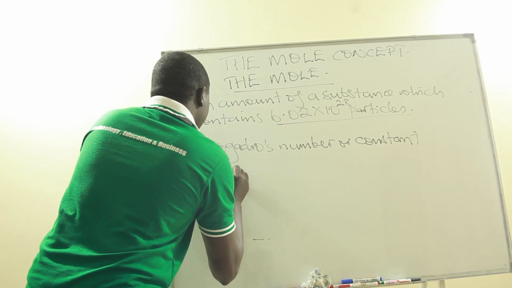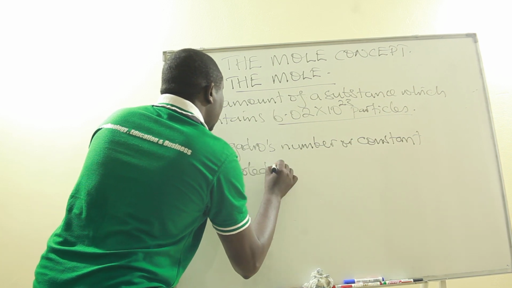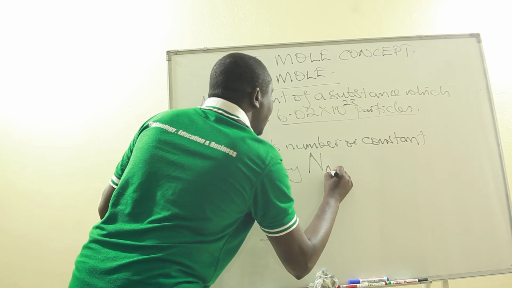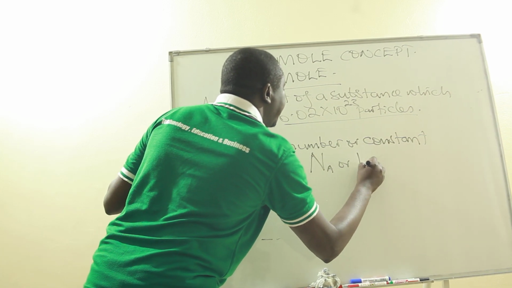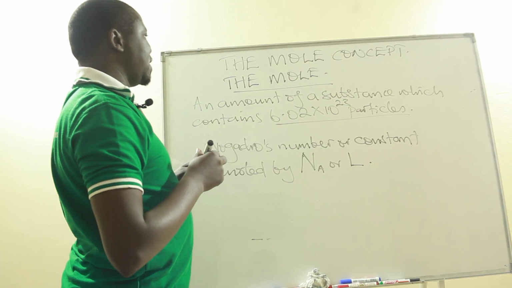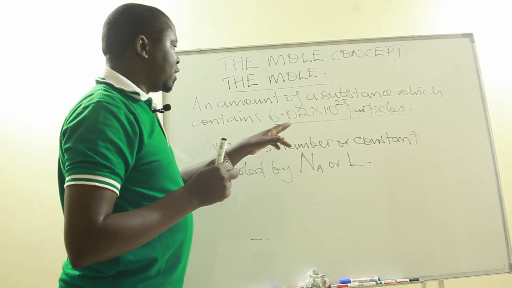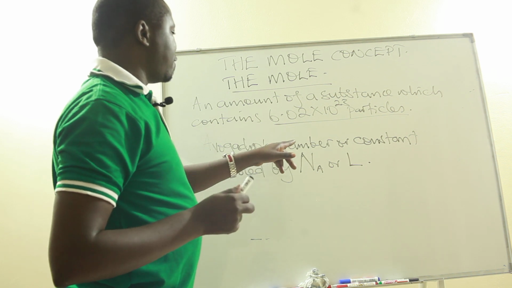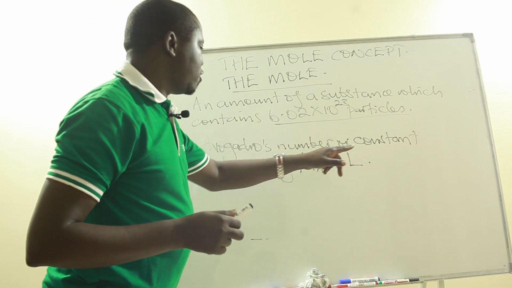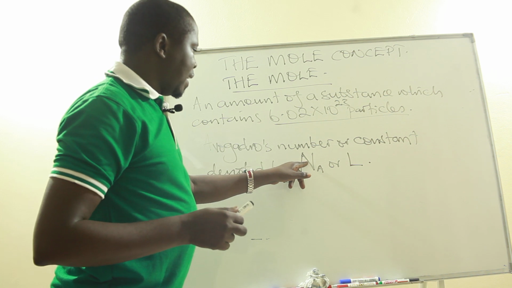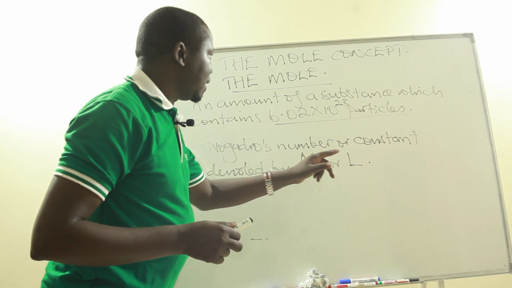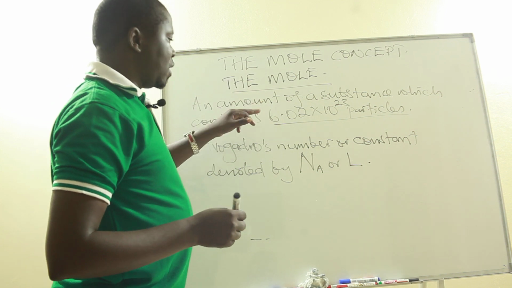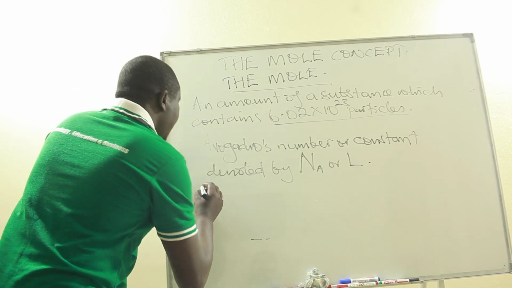And it is denoted by N_A, or capital L. That is Avogadro's number. This is the number of particles found in 1 mole of a substance, and it is what we call Avogadro's number or Avogadro's constant, denoted by N_A, or capital L. That's Avogadro's number.